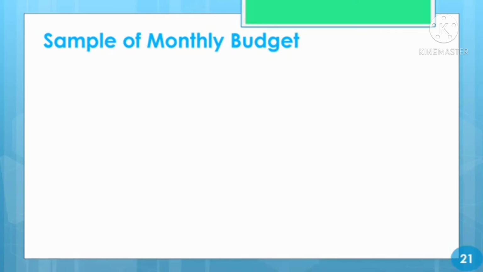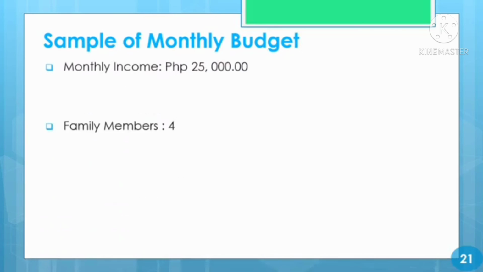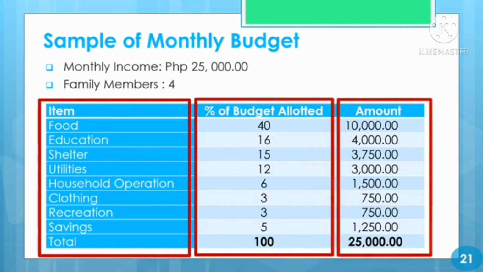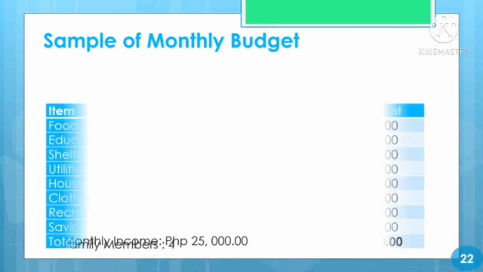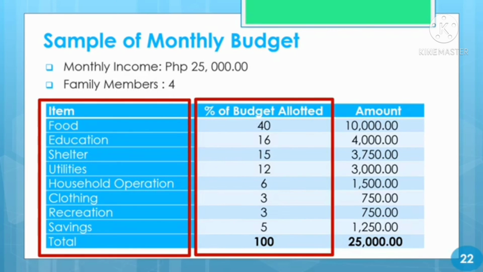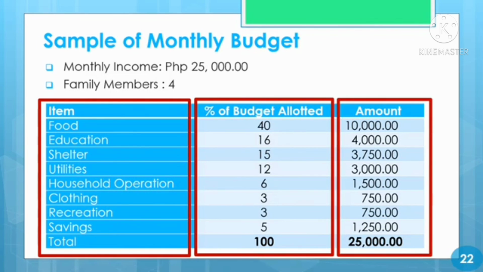Below is an example of how a family divides the family resources for their basic and social needs. The family has a monthly income of 25,000 pesos and is composed of 4 members. The chart was divided into 3 columns. The first column shows the basic and social needs of the family, like food, education, shelter, utilities, household operation, clothing, recreation, and savings. The second column shows how many percent has been allotted to each need. And the last column shows how much the budget is for every need.